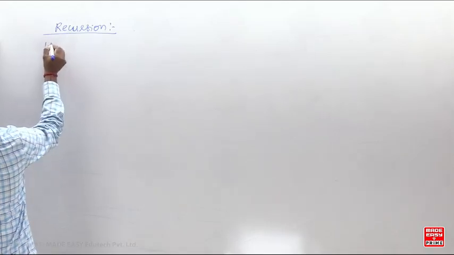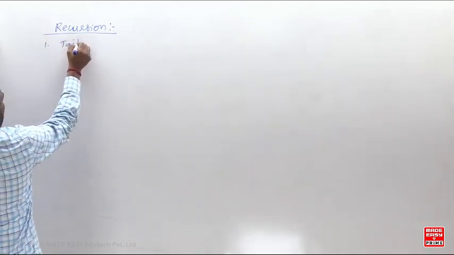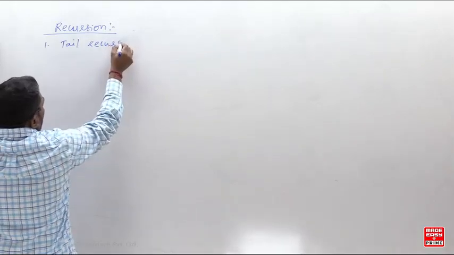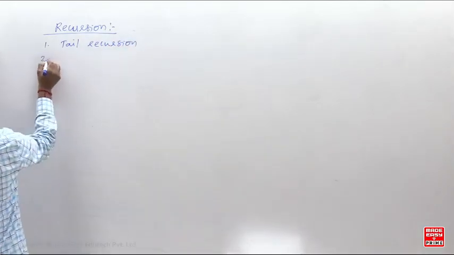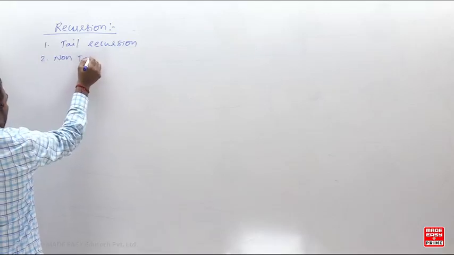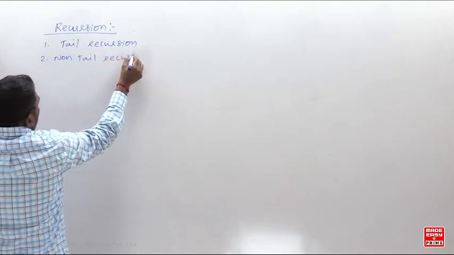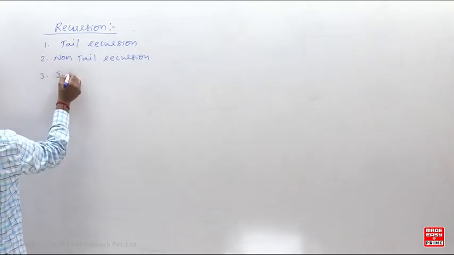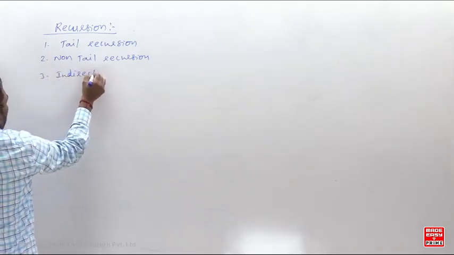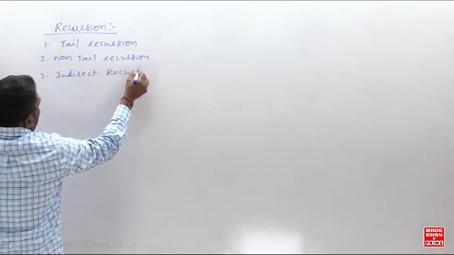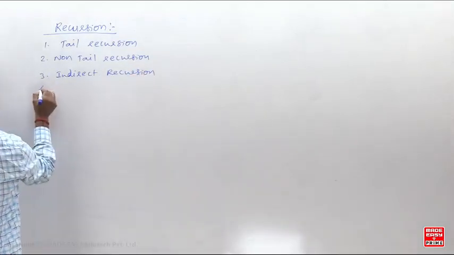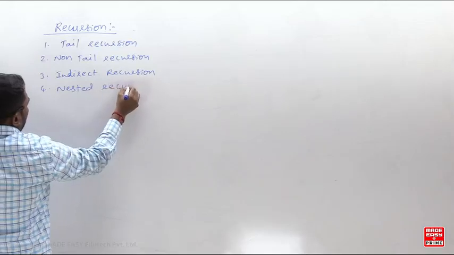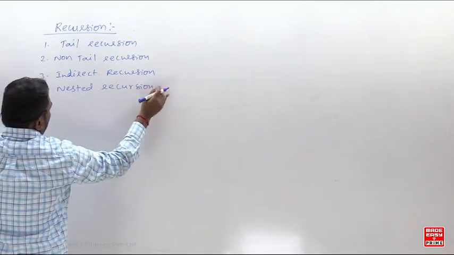And next, recursion is categorized into 4 types. One is tail recursion, and next is non-tail recursion, the third one is indirect recursion, and the fourth one is nested recursion.